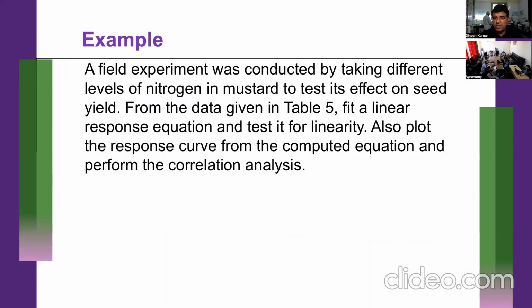Now, there is one example here. With the help of the example, you will learn all the mathematics, or the simple mathematics, that is involved in it. A field experiment was conducted by taking different levels of nitrogen. There were different doses of nitrogen in mustard to test its effect on seed yield. We wanted to see what the effect of these doses on the yield was.